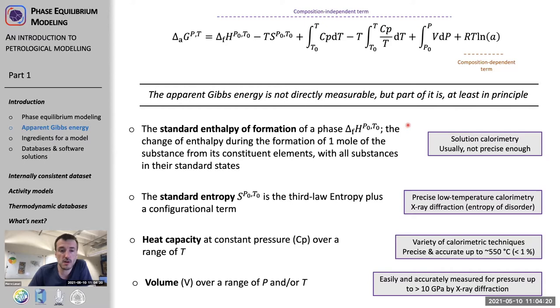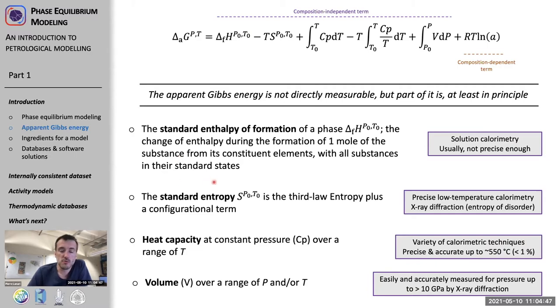Basically, the standard enthalpy of formation of a phase, so the change of enthalpy during the formation of one mole of the substance from constituent elements with all substances in their standard state, can be measured to some extent with solution calorimetry, but it's usually not precise enough. And this is why this variable is used as the main variable to adjust at the end of the data set based on indirect experiments.